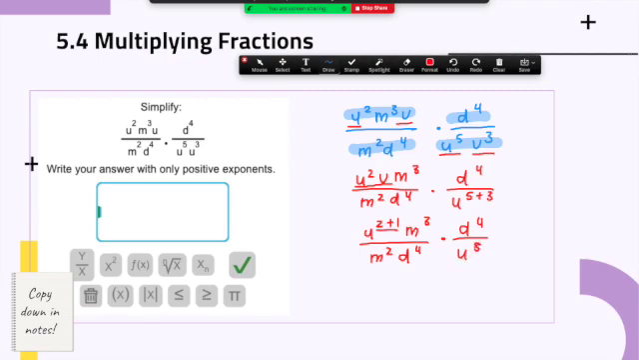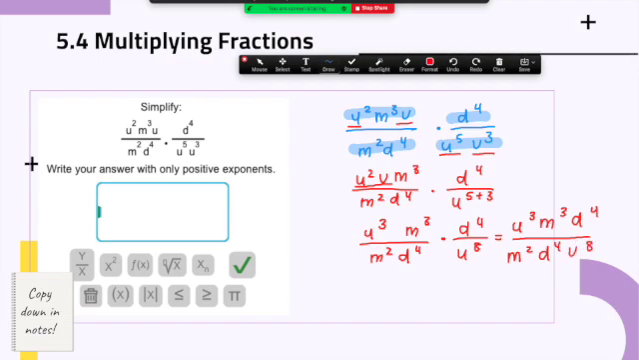And so this part right here, we can change that into, instead, u to the power of 3, because we know that 2 plus 1 equals 3. After we do that, I'm just going to combine them all together. So we are left with u to the power 3, m to the power of 3, d to the power 4 on top. We also have on the bottom m to the power 2, d to the power 4, and u to the power of 8.